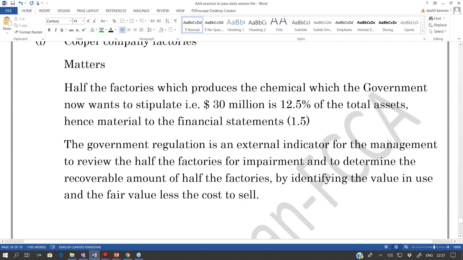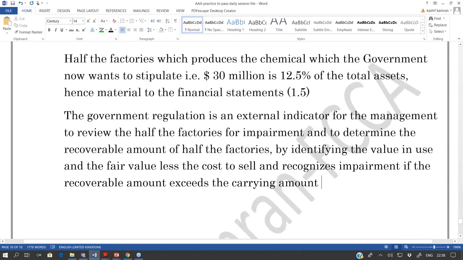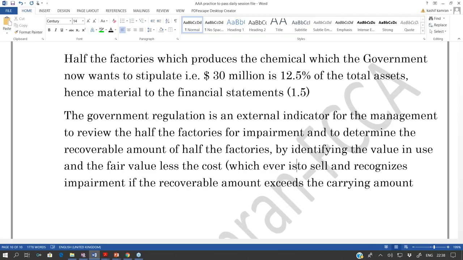That the government regulation is an external indicator for management to review half the factories for impairment and to determine the recoverable amount of half the factories by identifying the value in use and the fair value less the cost to sell, and should recognize an impairment if the carrying amount exceeds the recoverable amount, whichever is less.